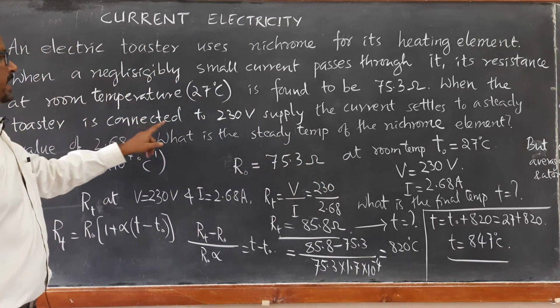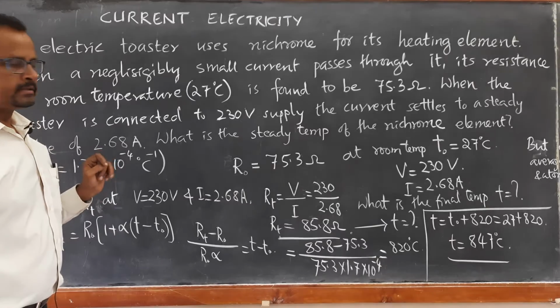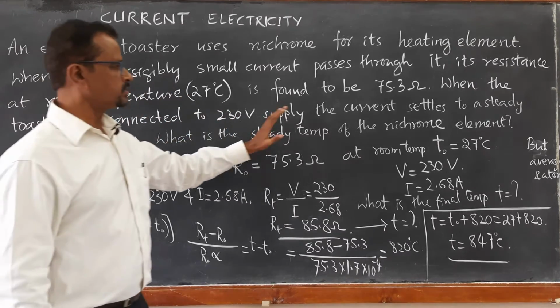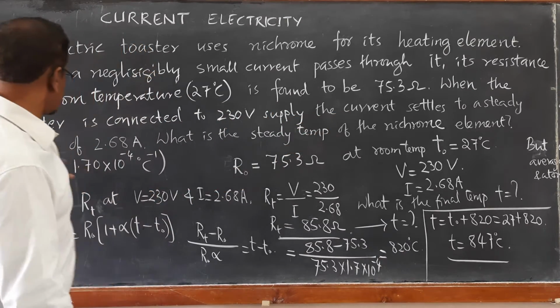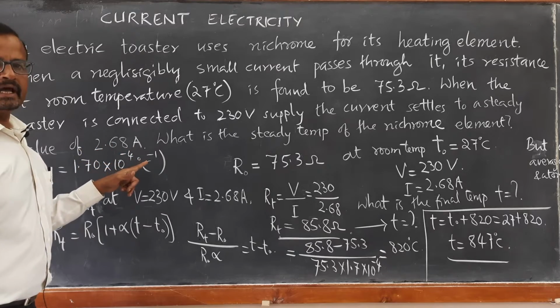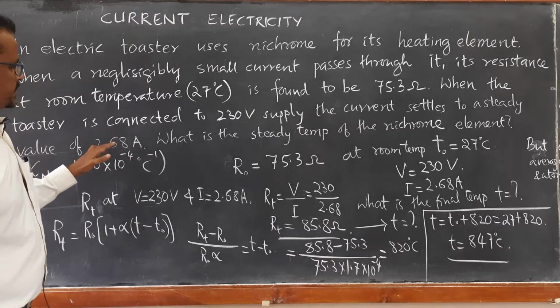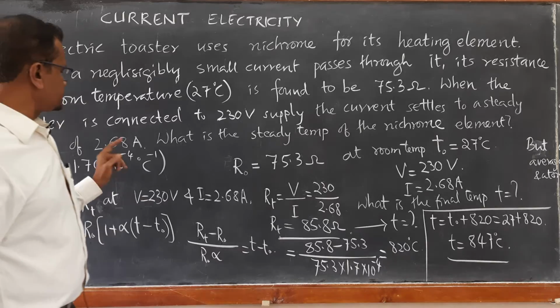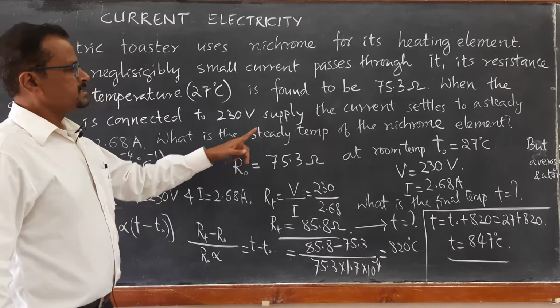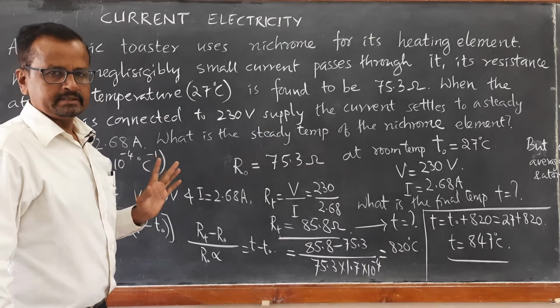When the toaster is connected to a 230 volt supply, the current settles to a steady value of 2.68 amperes. When the current settles to a steady value of 2.68 amperes, what is the steady temperature of the nichrome element?